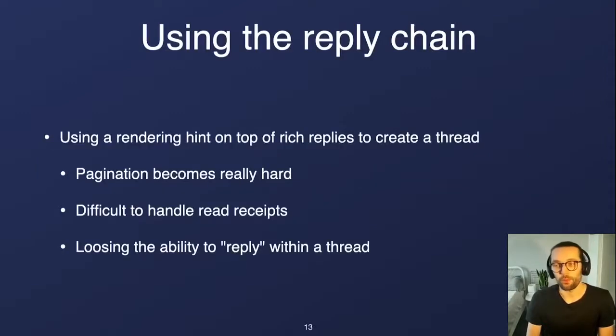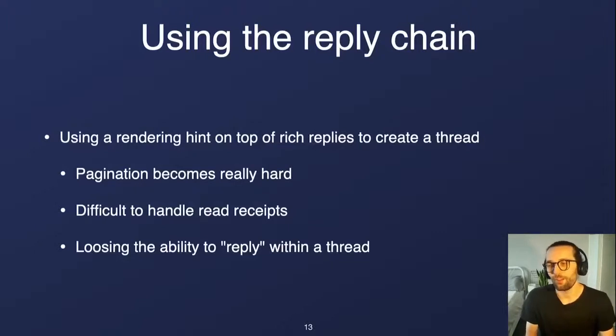The first one, and probably the most obvious one, would be to use the reply chain, or the reply functionality, to create a thread. So we could add a little flag within the event replies to say, hey, this is actually not a reply, but these are threaded messages. And you would have an event that references another event, that references another event, that references another event, which subsequently creates the thread. And this works pretty well for small threads.